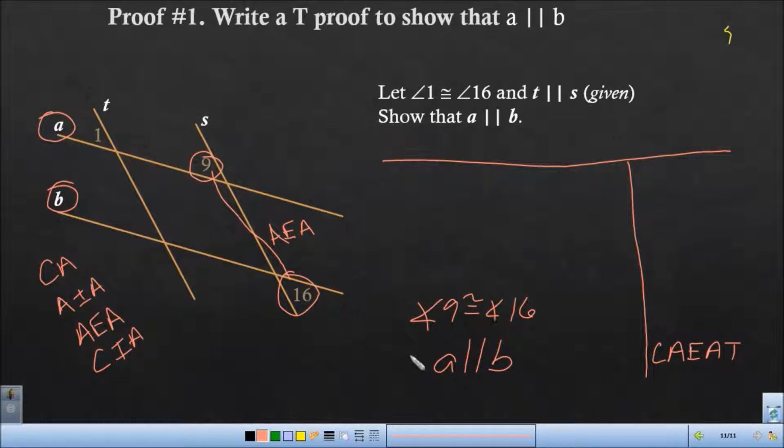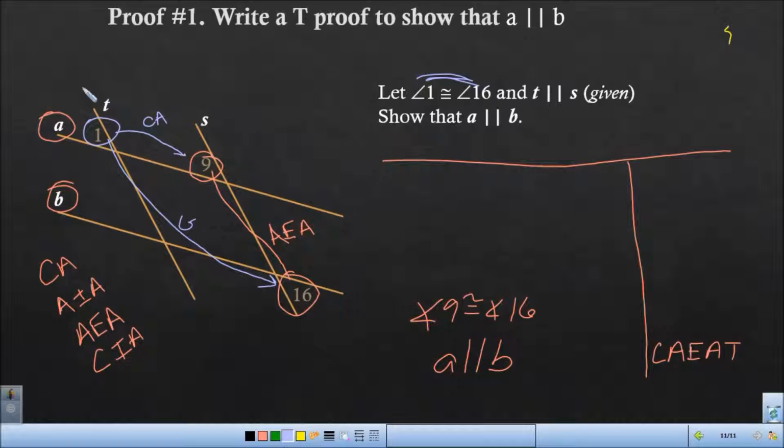But the question is, how can I make these two things congruent? Because they're not. So I go back up into my proof and I say, all right, what do I know? I know that 1 and 16 are congruent. 1 is already connected to 16 because it's given that they're congruent. And then 1 and 9 are corresponding angles.